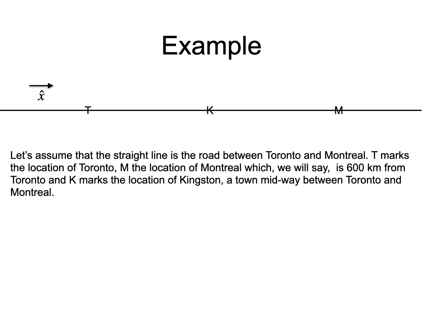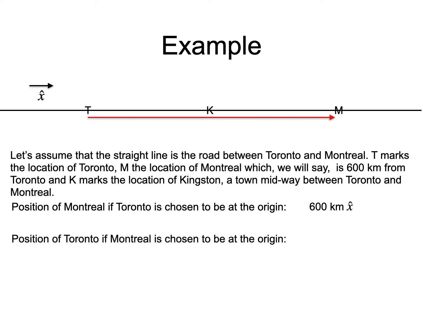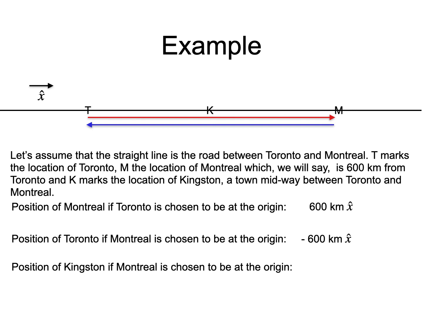The position of Montreal, if Toronto is at the origin, is represented by this red arrow, and it would be equal to 600 kilometers x hat in component form. But if we switch the role of Toronto and Montreal, then we get the blue arrow, and it is equal to minus 600 kilometers x hat, because the vector is now pointing in the opposite direction to the reference direction. The position of Kingston, if the origin is at Montreal, looks like the green arrow. And since Kingston is midway, the position is equal to minus 300 kilometers x hat.